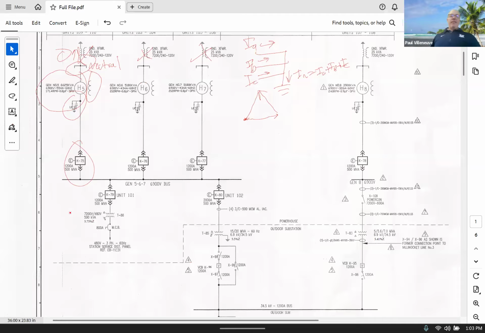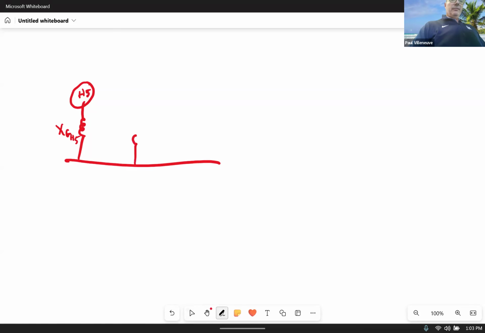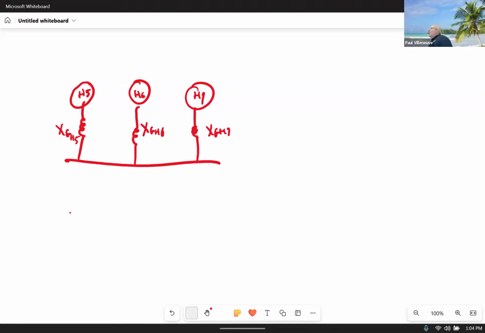Same thing for 6 and 7. XG H6, generator H6, XG H7, and generator 7. Those are all the impedances that you needed to show on this diagram, okay? I mean, we show the voltage sources in there as well because we need power at some point, but that's pretty much all our system has.